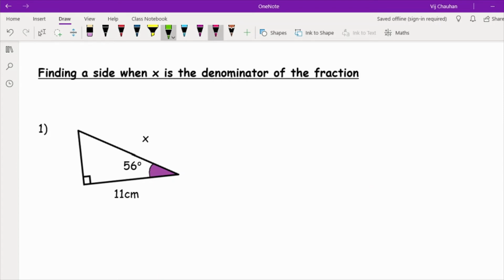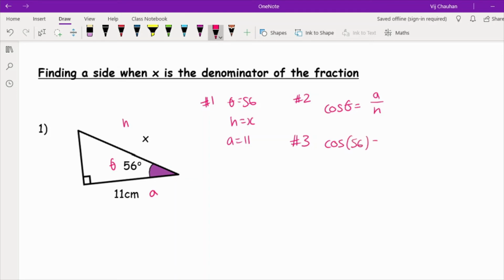Now again, the nice thing about this is that the first steps are exactly the same, and this is why I recommend using these 4 steps, because obviously it will help you. So labeling the sides, I've got that theta equals 56, h equals x, and a equals 11. Looking at the trig ratios I need to use, for this case it's going to be cos, so I've got cos theta equals the adjacent over the hypotenuse. Now with step 3, substitute the numbers in, I get cos 56 equals 11 over x.